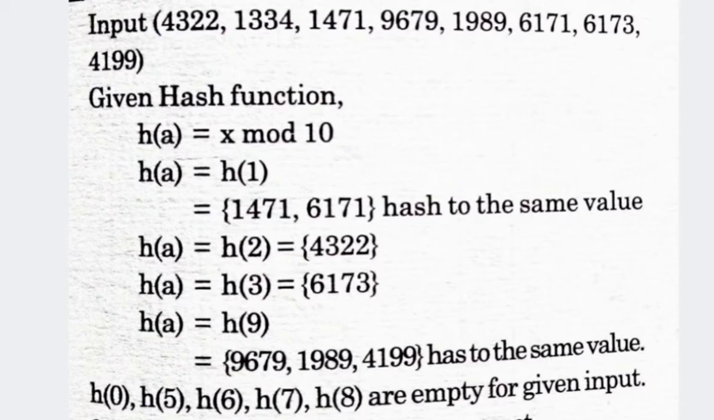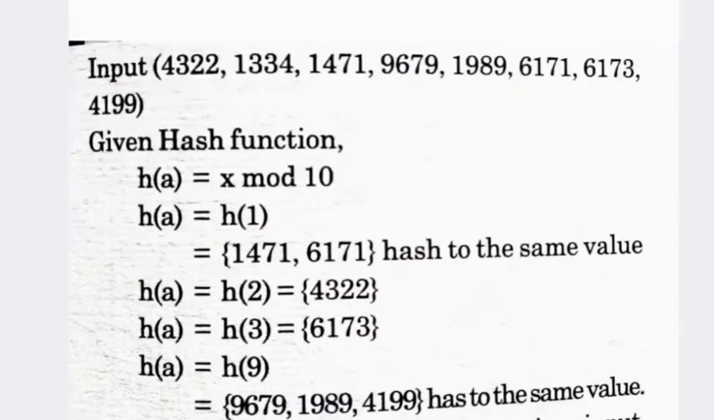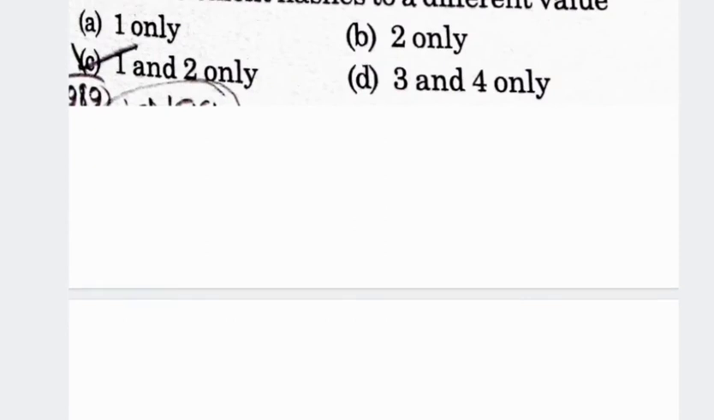So here we get 6173 as another, and next h9. So we get 6979, 1989, 4199, which have the same values. So we say that h0, h5, h6, h7, h8 are empty for every input. So statements first and second are correct. So we easily say that option C is your correct answer.